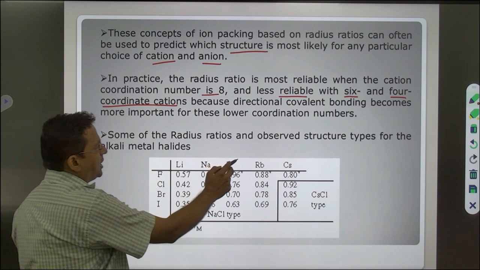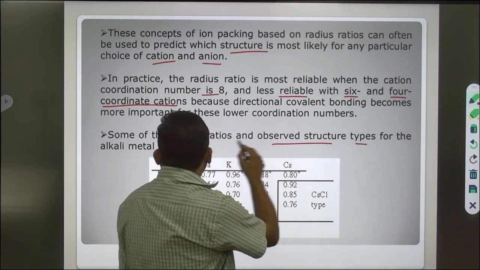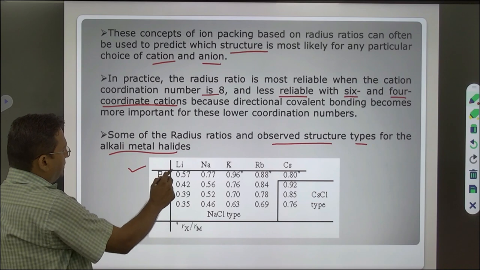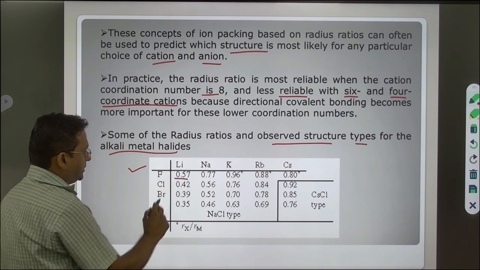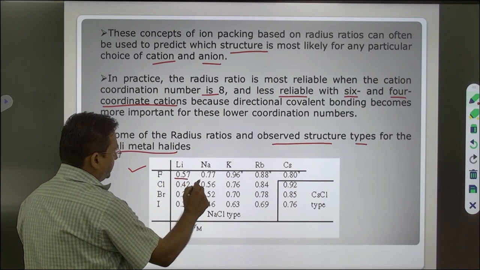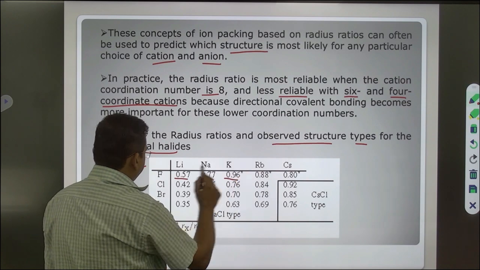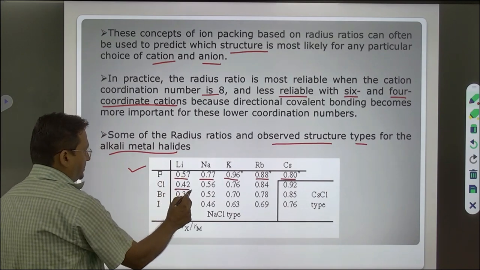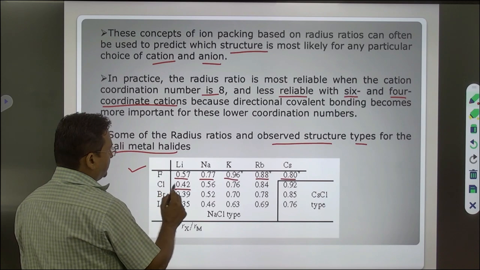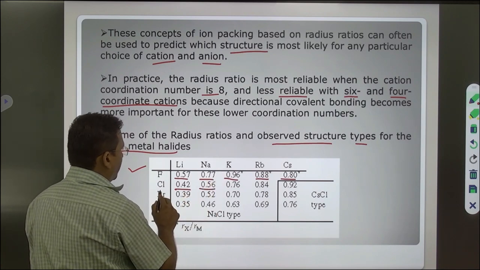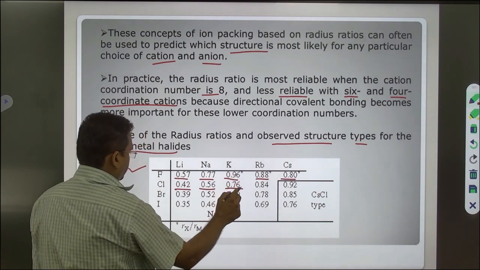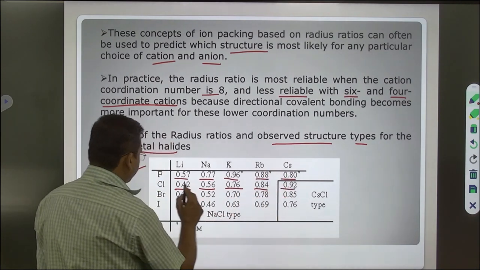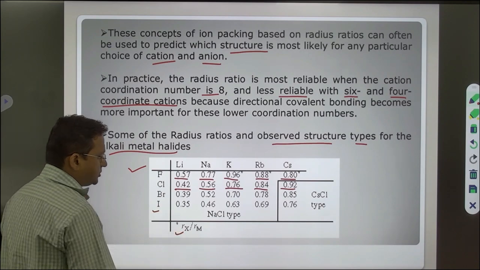Some of the radius ratios and observed structure types for the alkali metal halides are given below. Here, lithium fluoride radius ratio is this, NaF is this, KF is this, RbF is this, and cesium fluoride is this. And for lithium chloride the radius ratio is this, NaCl is this, potassium chloride is this, rubidium chloride is this, and cesium chloride is this. And so follows the radius ratio rule.